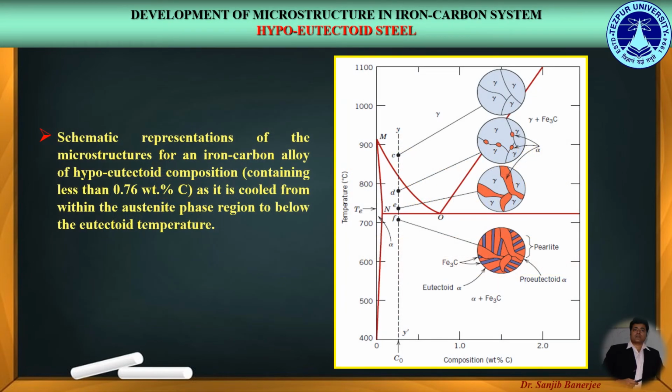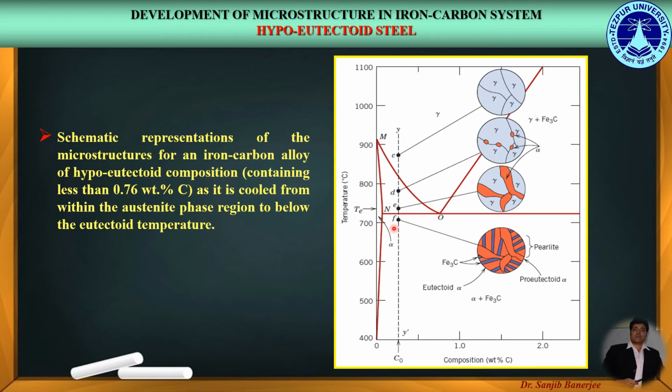Next we study the hypoeutectoid steel. Here in this figure we can see the schematic representation of the microstructures for an iron carbon alloy of hypoeutectoid composition, which is represented by the dashed line in this figure, that is C0, containing less than 0.76 weight percent of carbon, that is the eutectoid composition as indicated by point O in this figure, as it is cooled from within the austenite phase region, that is point C, to below the eutectoid temperature, that is 727 degrees centigrade, indicated by TE.